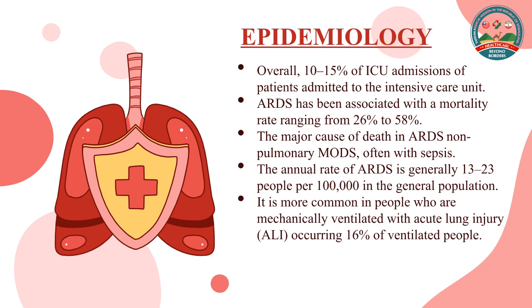In the general population, the incidence is about 13 to 23 cases per 100,000 people per year. We also see that ARDS is more common among mechanically ventilated patients, especially those with acute lung injury, which occurs in about 16% of ventilated patients. So overall, ARDS is both common and severe, which is why ICU teams must recognize it early.